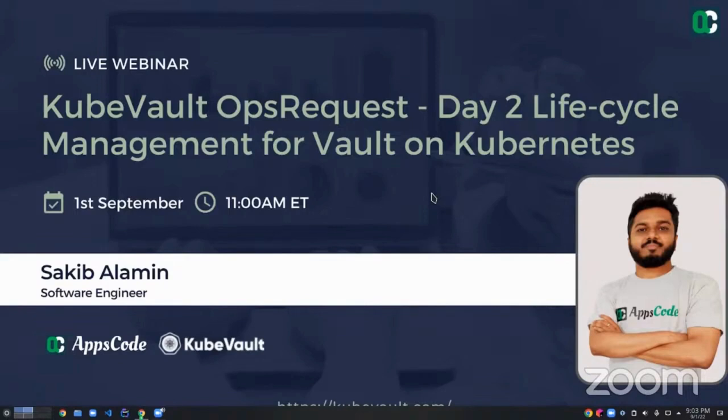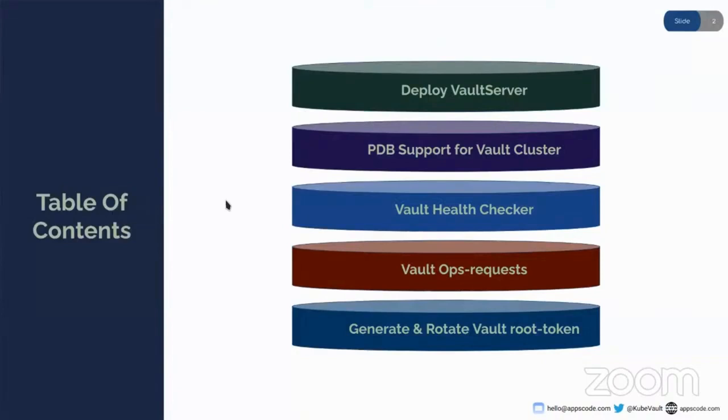So our webinar today is titled KubeVault OpsRequest, Data Lifecycle Management for Vault and Kubernetes. So let's start by taking a look at the table of contents for today's webinar. Initially, we'll start by deploying our Vault server. Before doing that, we recently added support for PDB, the pod disruption budget, for the Vault cluster. I will go through the concept of PDB and the reasoning behind adding it for our Vault cluster support.